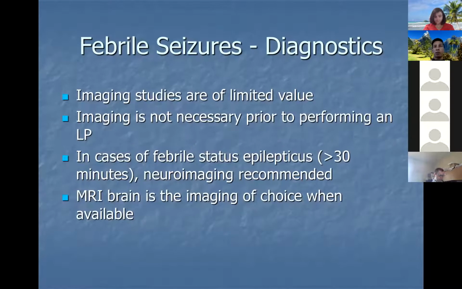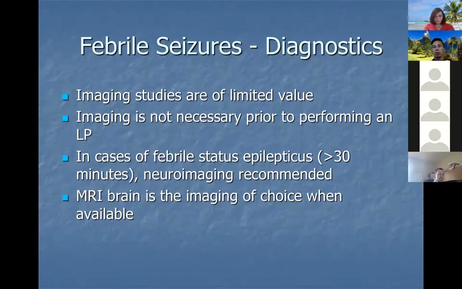Imaging studies are of really limited value for a febrile seizure per se. You don't have to image the kid basically to do an LP. Sometimes I do get referrals from some older ER attendings who wanted to CAT scan the kid before doing an LP because they're concerned about possibly causing herniation. But if the child's otherwise alert, fontanelle soft and full, you're probably okay.